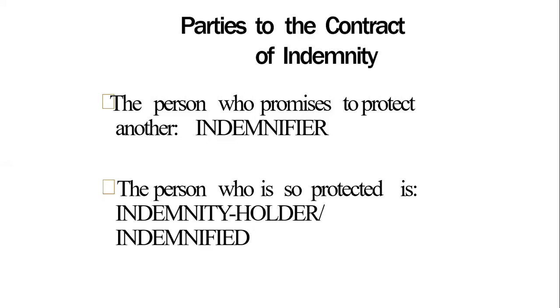The person who is saved from loss is called the indemnified, and is also known as the indemnity holder. And the insurance company is known as the indemnifier. So now we know that there are two parties in indemnity, the indemnifier and the indemnity holder. The indemnifier is the person who saves from the loss, and the indemnity holder or indemnified is the person whose loss is to be made good.